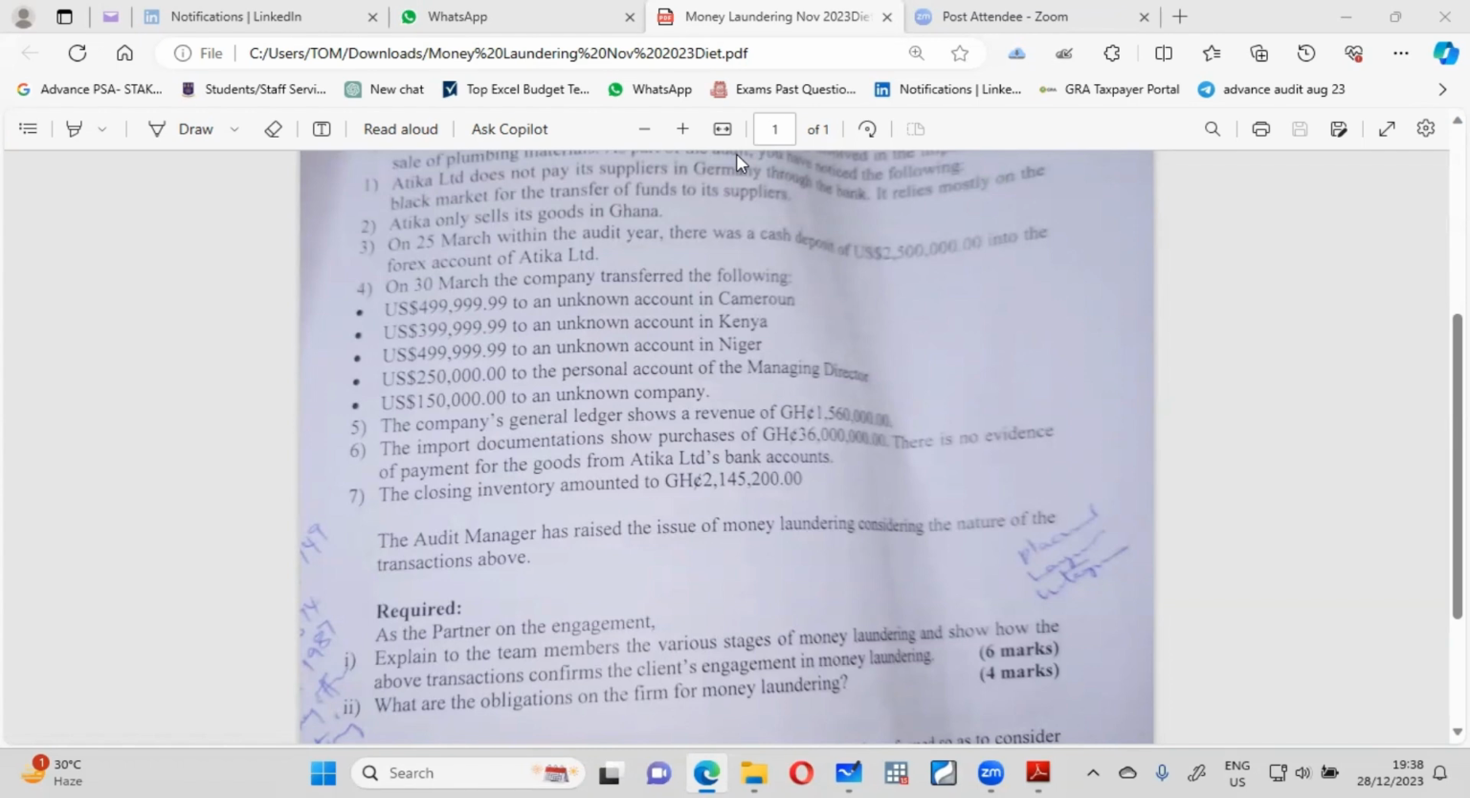Placement: they transfer the illegal money into the business account in order to hide the source of the illegal money. The example we can see here is that the bank trades in Ghana cedis, but it made a deposit of 2,500 US dollars into the forex account of Artica Limited. That's what I will use as my example for placement, as they are placing the money.